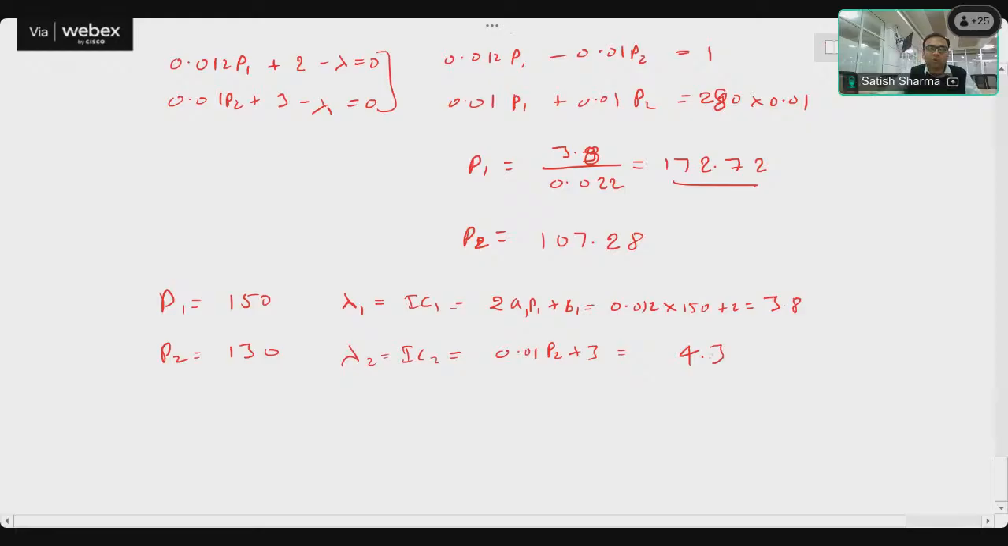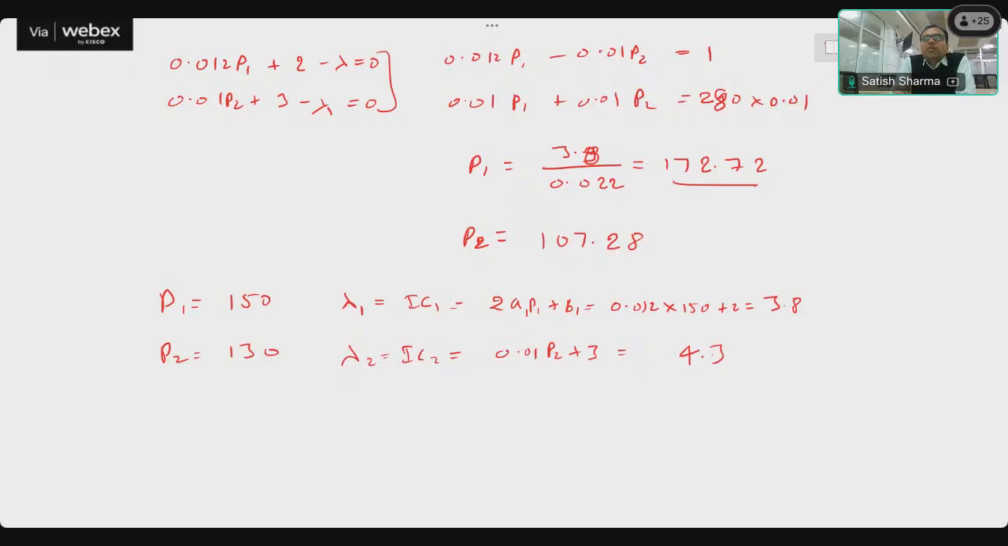We obtained two lambdas, lambda 1 and lambda 2. So which one is the system price? I have explained to you that this lambda represents the system price. So which one is the system price? That is the question here.